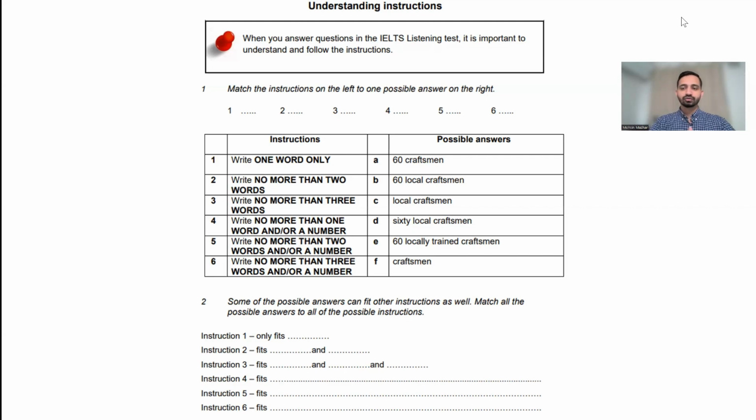Do this activity on your own. It's very important to understand instructions. People take it for granted and then they don't follow the instruction, and they lose marks. These are silly marks to lose. I think you should really spend some time understanding the instructions. So let's do that. When you come back, we'll review the answers.